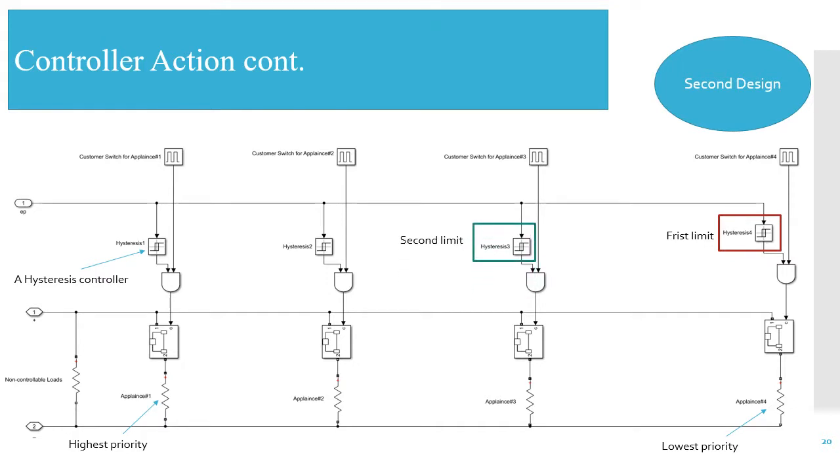The second limit will be used in the controller of the third appliance, and this will mean that if turning off the fourth appliance was not enough to solve the problem, we will have to turn off the third appliance. And the same idea applies to the second and first appliances. The advantage of this design is that we have the ability to set a limit on when to turn our appliances back on, so it will make the design more flexible.